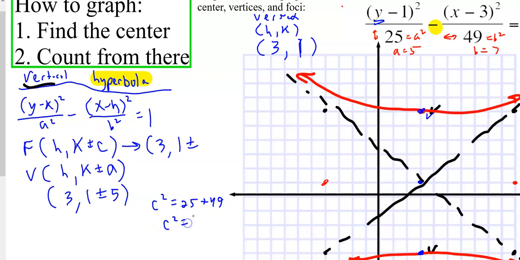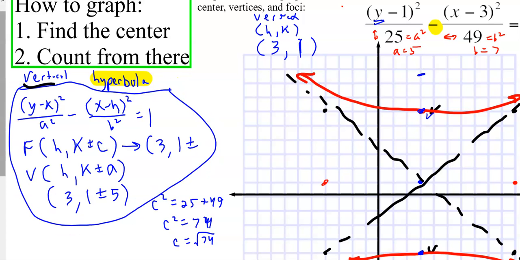So c squared equals 74. So the square root of 74, whatever that is, is my c value there. The square root of 74 is a little less than 8, so I'm going to go 7 point something. 1, 2, 3, 4, 5, 6, 7. A little less than that. So somewhere right up there, and go down there as well, make my focus points. I just ran out of room on the graph. So those are the formulas you need for vertical hyperbolas.